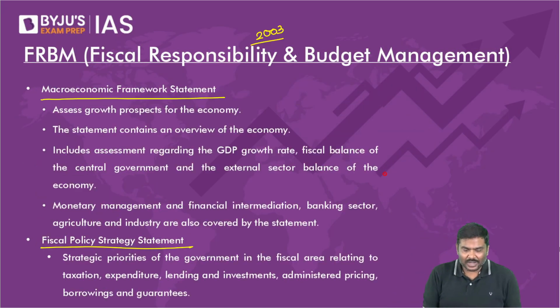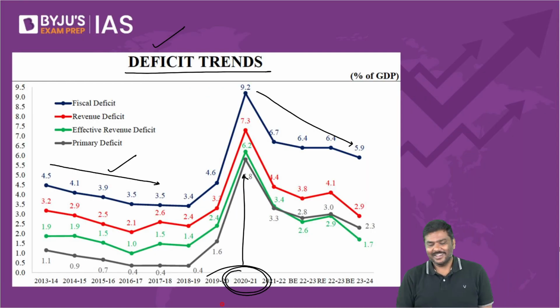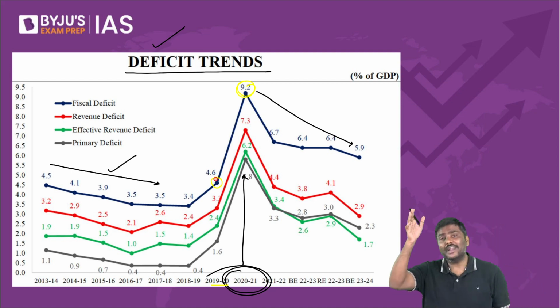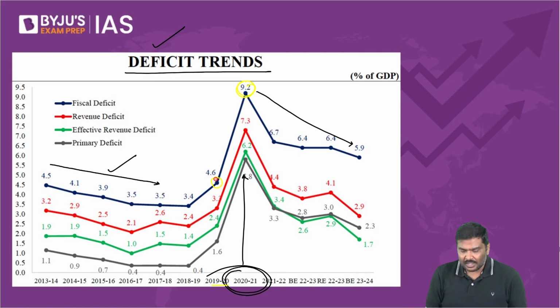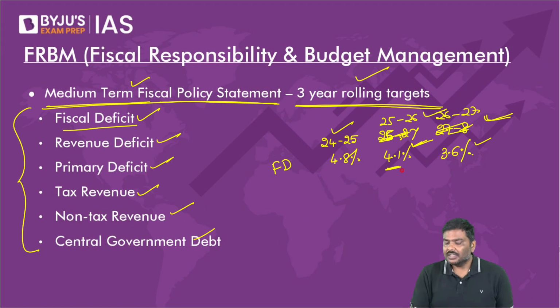Why? Please have a look at this graph. What happened because of the pandemic? Have a look at it. Right? Our number was 4.6% for 19-20. Thanks to the pandemic, your fiscal deficit doubled to 9.2%. Doubled to 9.2%. So I hope you understand. So based on the situation, the government will have to realign, readjust these parameters.